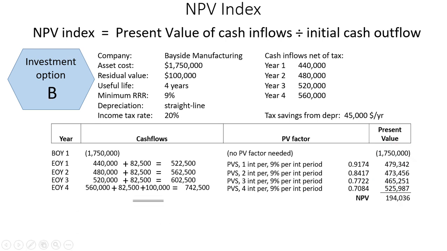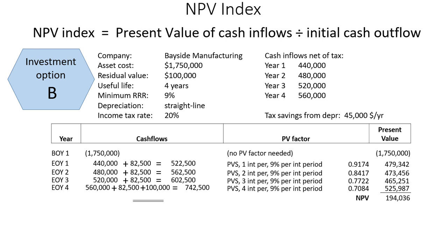So here is the second investment option, option B, that Bayside is considering. Note that the initial investment amount is higher for option B, $1,750,000, whereas option A only required an initial investment of $1 million, and the expected cash inflows are different as well.